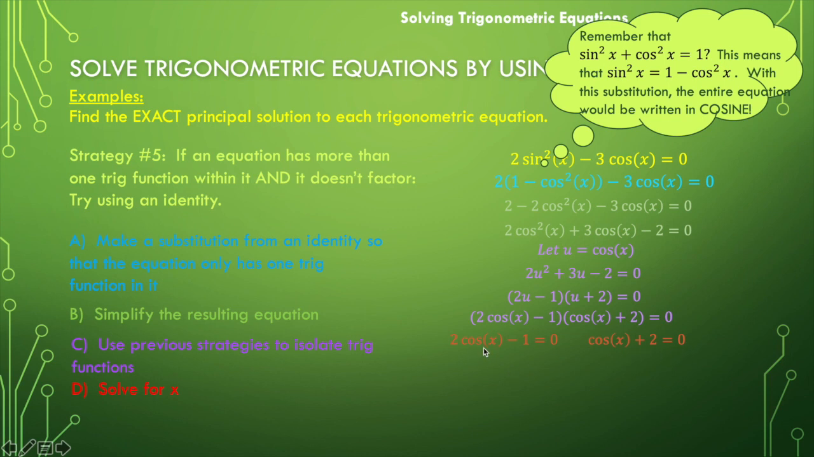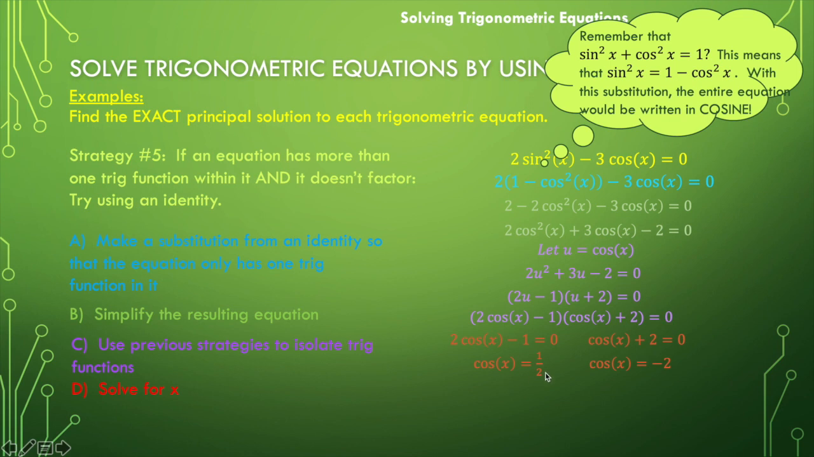Let's isolate the trig function. For the first factor, I would add 1 and divide by 2. And for the second factor, I would just subtract the 2. So I would end up with cosine of x is equal to 1/2 and cosine of x is equal to -2. All right, so now let's solve each of these equations and see what our outputs are going to be.